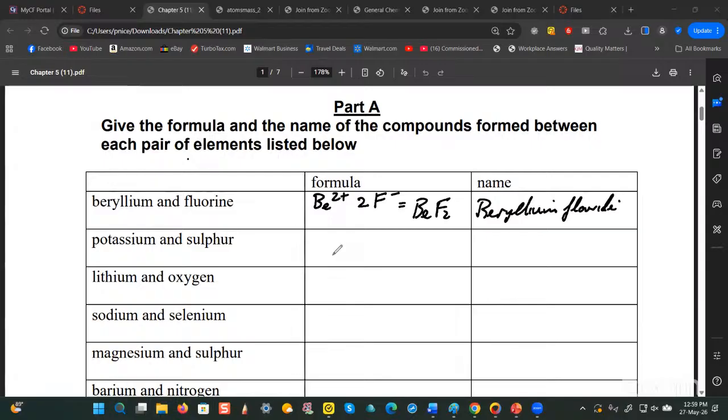Okay, let me hear what you have to say about the next one, potassium and sulfur. What will be the formula for the potassium ion? K+, 1 plus charge. And what about the sulfide ion? S2-, very good. So what's the next step? Multiply the K+ by 2. So the final answer as far as the formula is concerned is K2S. And the name would be potassium sulfide, exactly.